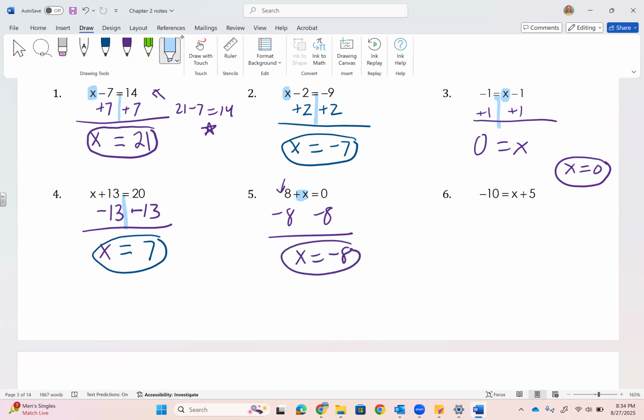And the last one on the side, I want x alone. Notice it's plus 5, so we're going to minus 5. Look in front of the term that you're trying to get rid of. Do the opposite. If it's added, you subtract. If it's multiplied, you divide, and vice versa. And all the other pieces. So this would be negative 15 equals. Make sure you bring down the x. And there you go.